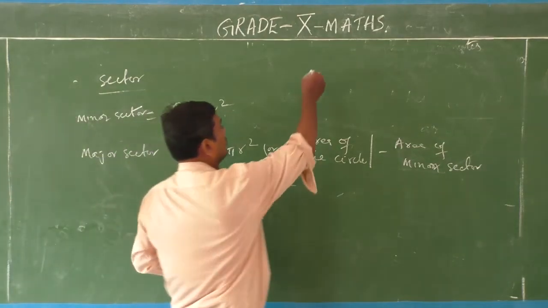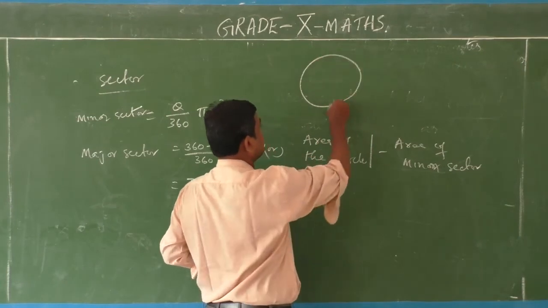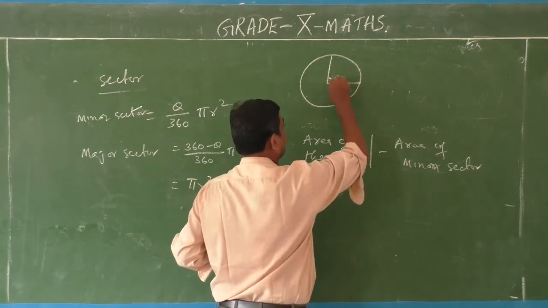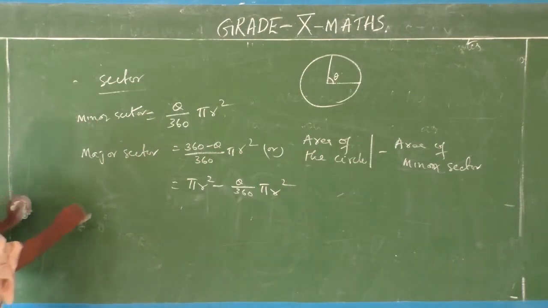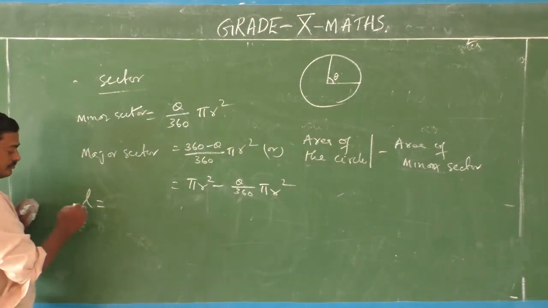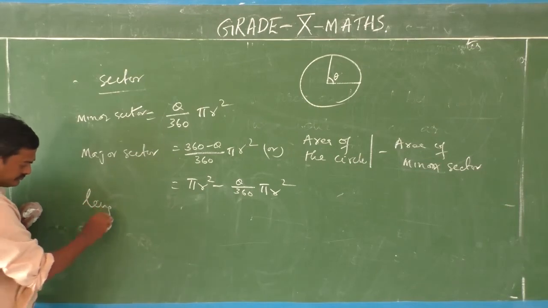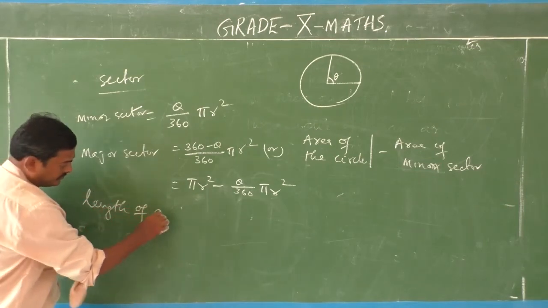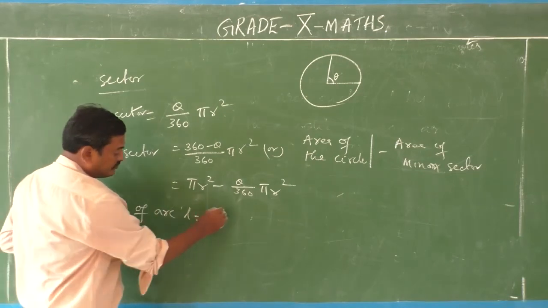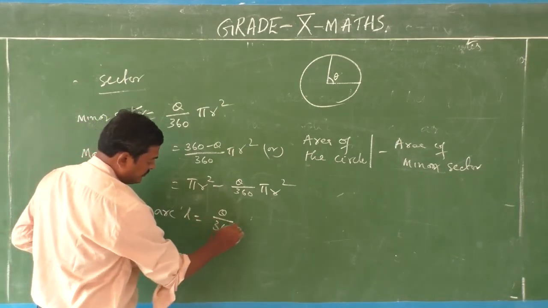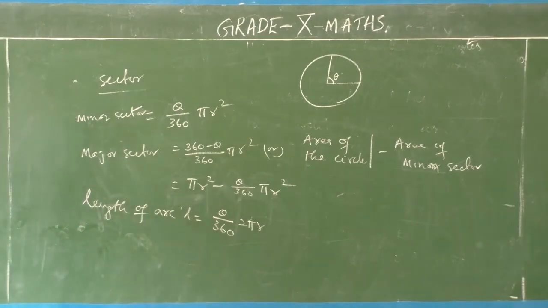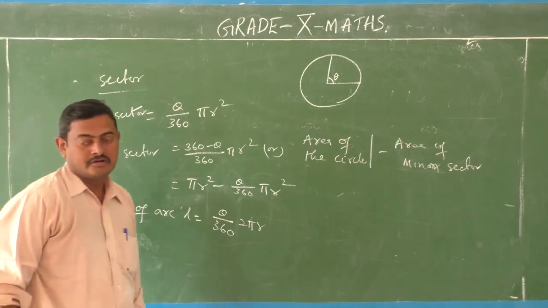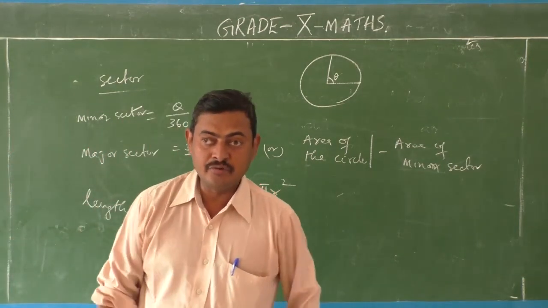Where is theta? This is theta, the angle between the two radii, and length of arc L equals theta by 360 into 2 pi r. Okay children, next class we will continue. Thank you.